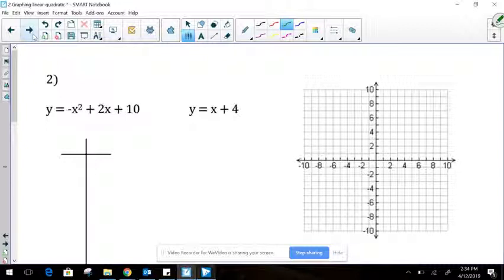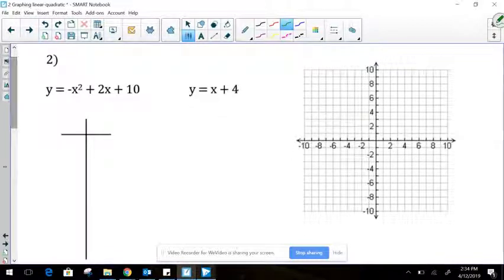Okay, we're going to do one more on our backside here. So let's do number 2. Okay, so let's start off with our quadratic graph, opposite of b over 2a. All right, so I have -2 over 2 times -1. So -2 over -2 is a positive 1. Put that in the middle.